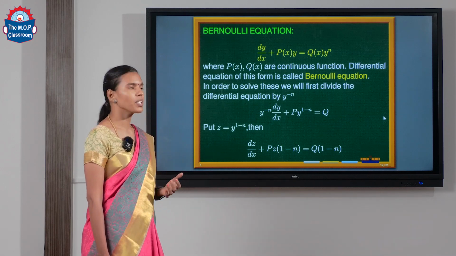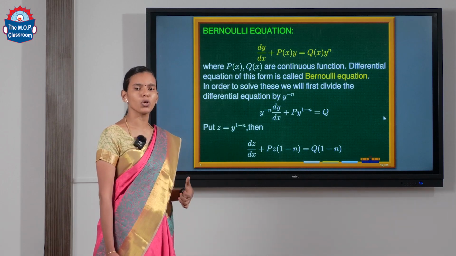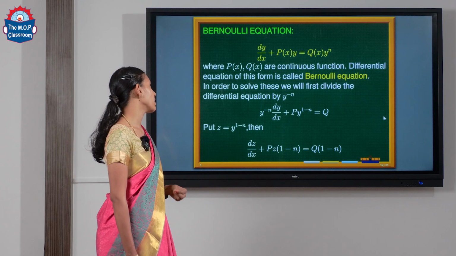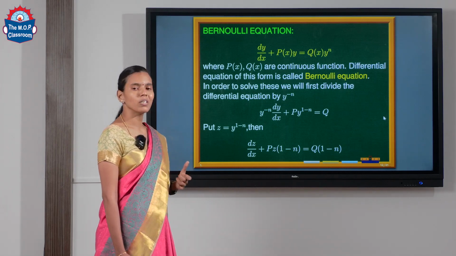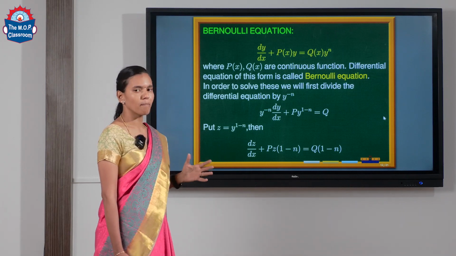When we have a differential equation of the form dy by dx plus p of y is equal to q times y power n, where p and q are considered to be continuous functions, a differential equation of this type is called a Bernoulli's equation.